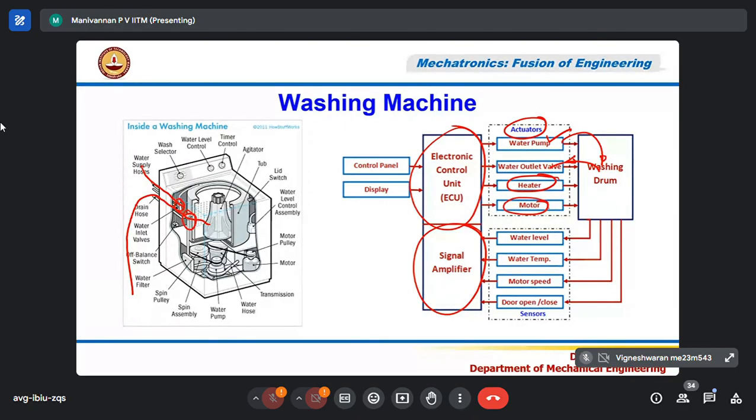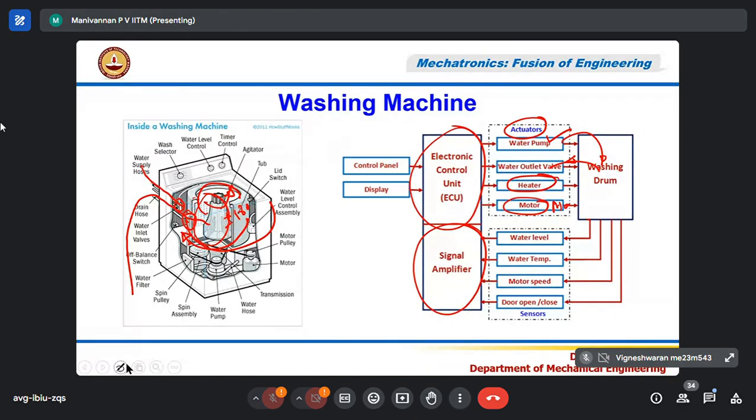Then I have the motor. This is the main motor, which is going to rotate my drum and also the agitator. When the agitator rotates clockwise, the drum will rotate anti-clockwise 180 degrees. That's how most washing machines work. When this rotates in reverse, the water inside will be agitated and velocity is created. The water, with the detergent, penetrates the cloth fibers and removes the dirt.